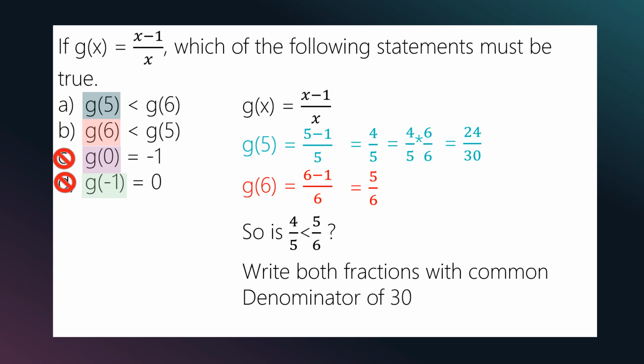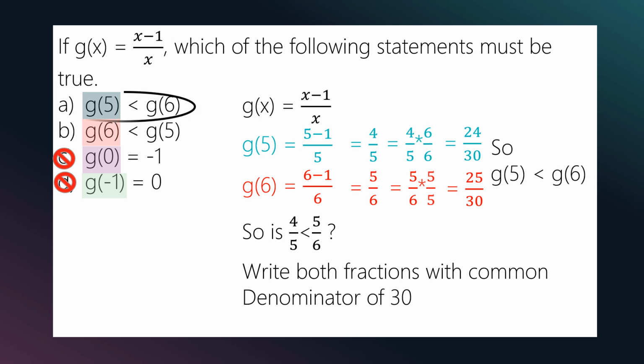Okay, so let's do the same thing with g of 6. If I need a denominator of 30, I need to multiply this fraction by 5 over 5, because 5 times 6 is 30. So again, if I multiply by 5 over 5, that's the same thing as multiplying by 1, so I'm not changing its value. Multiplying top times top, bottom times bottom, I get 25 over 30. So what this question is really asking me is, is 24 over 30 less than 25 over 30? And I hope you can tell now that it is.